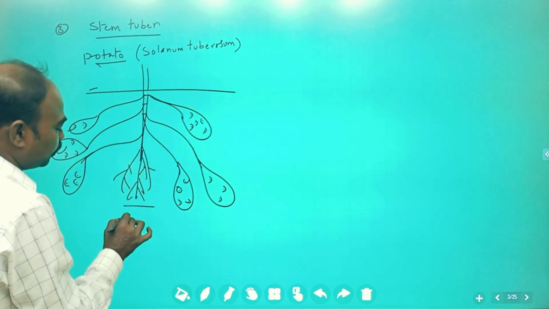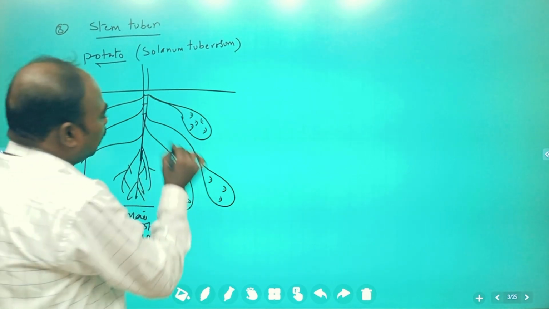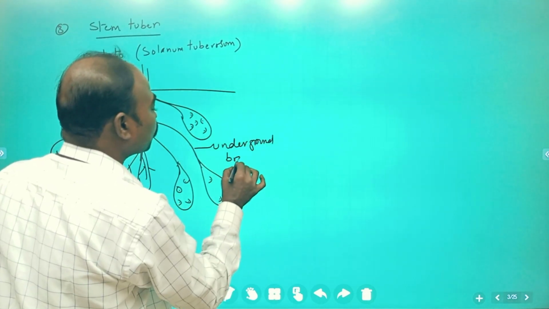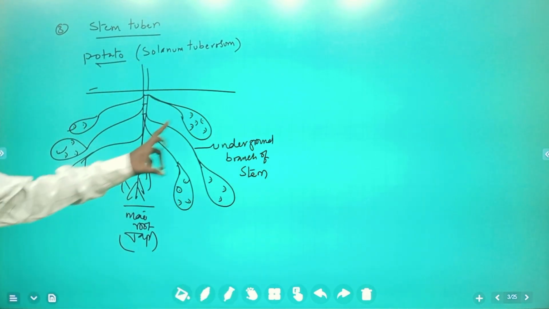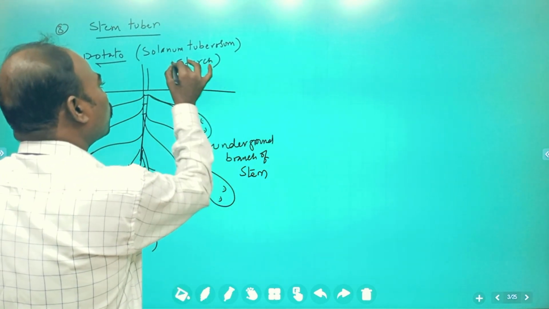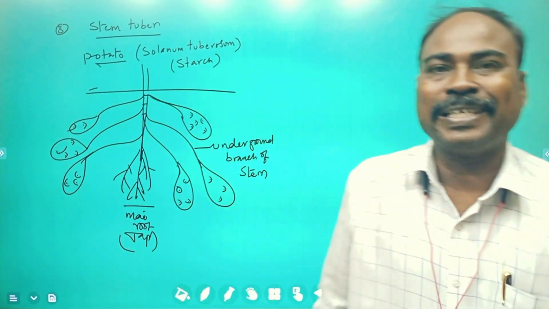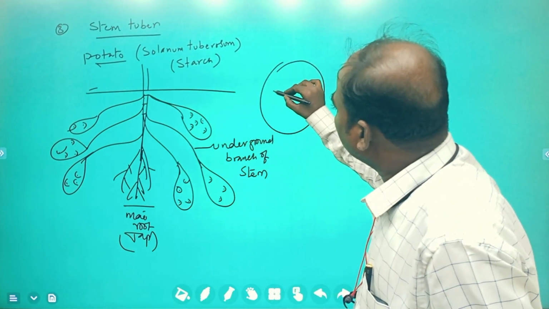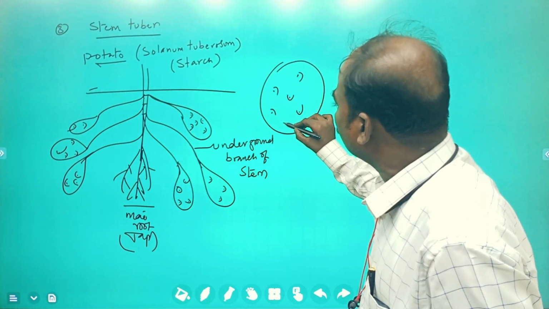This is the root, the main root, the taproot. These are underground branches of the stem; the underground branch of the stem stores food material in its tip and becomes bulged. The food is stored in the potatoes in the form of starch. Starch is a polysaccharide of glucose. So in the potatoes, the eye spots are found. These are the representatives of nodes.